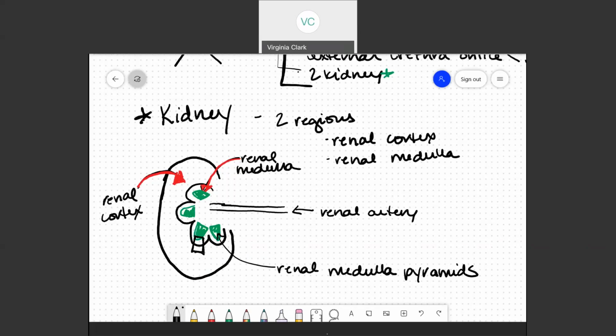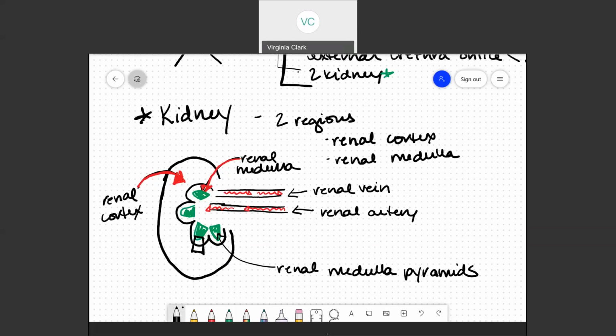Then you will have a structure that takes the blood away from the kidney. And this will be that renal vein. So basically blood will come into the kidney through the renal artery. It will get filtered in the kidney, and then the blood will actually travel out through the renal vein.